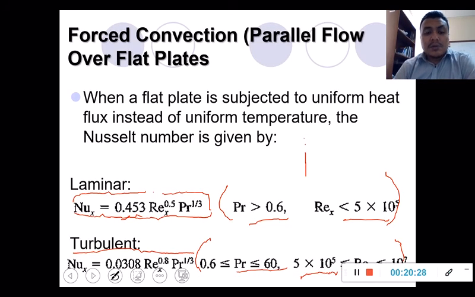Okay, I think that's all for the first part of convection, where we have discussed forced convection, parallel flow over the flat plate. Even though this slide has not fully discussed how to use all the formulas, usually we should discuss how to use the formulas during the tutorial session, right?